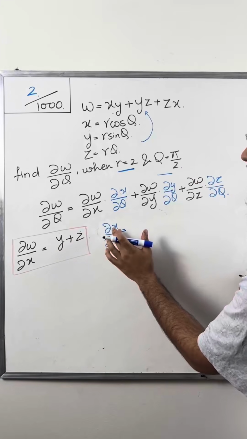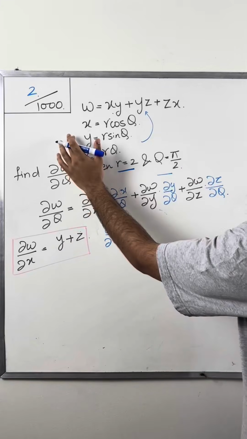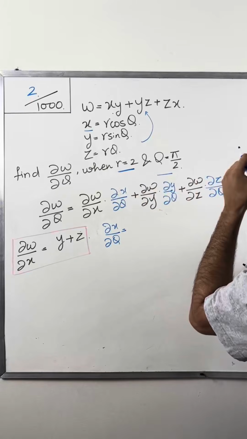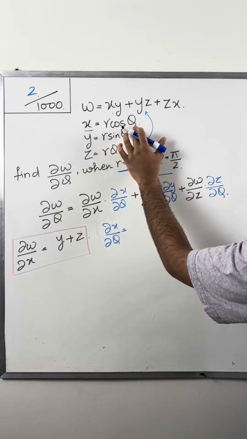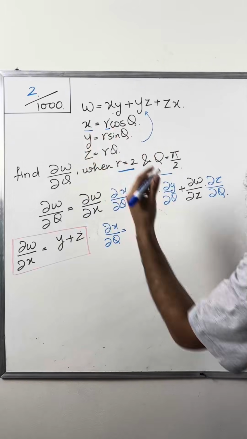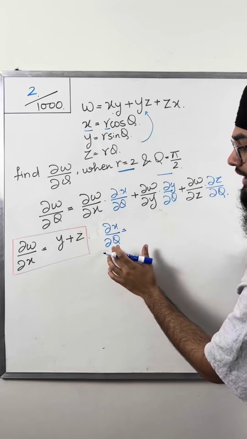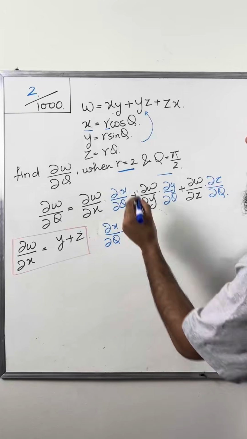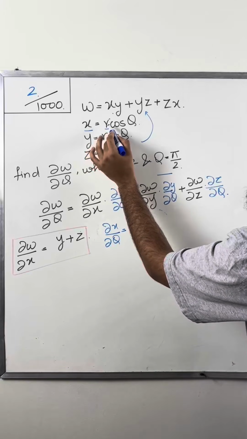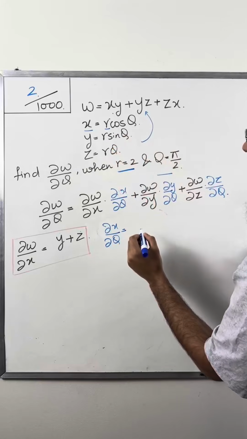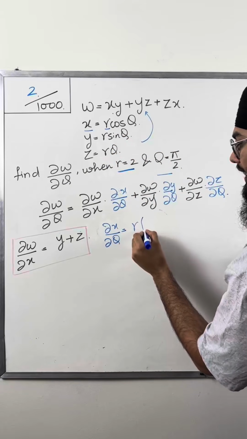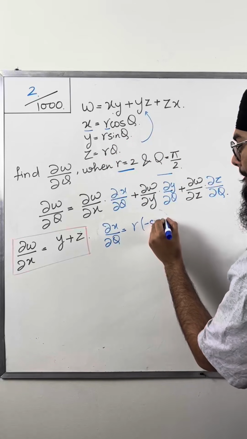Now to find the partial of x with respect to theta, we're going to look at our second equation and treat every other variable other than theta as a constant. So r in this case is constant because we're finding the derivative with respect to theta. So we get the derivative of r cos theta with respect to theta is just r times negative sine theta.